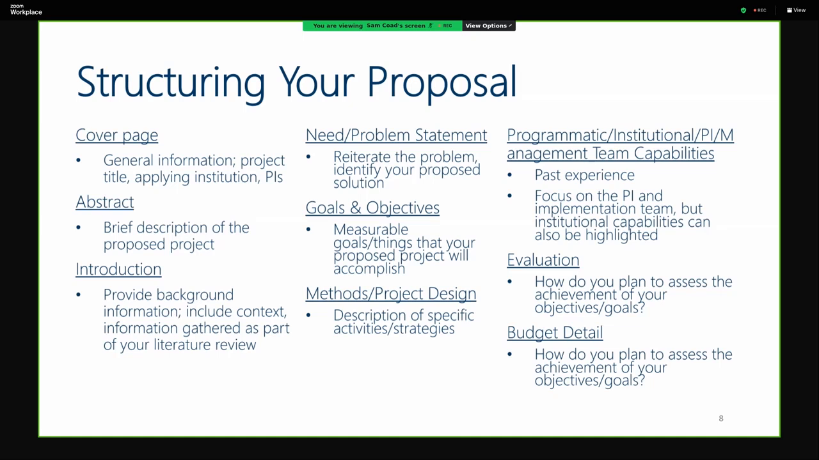Also, don't forget to include evaluation criteria. How you plan to assess your success or achievement of your projects and goals is how they're going to weight your success as well. So if you are saying that you're going to send out a survey and you expect to see 50 responses, the content of those responses could be evaluation criteria, or just the number that you receive back could as well. So just make sure that you have a plan to evaluate your success.